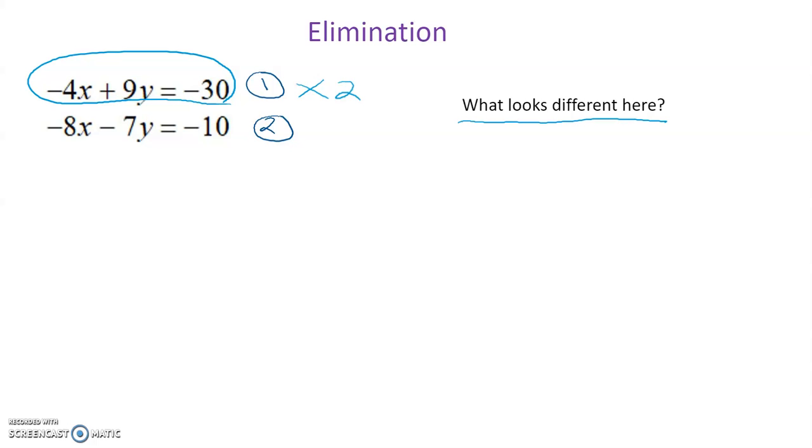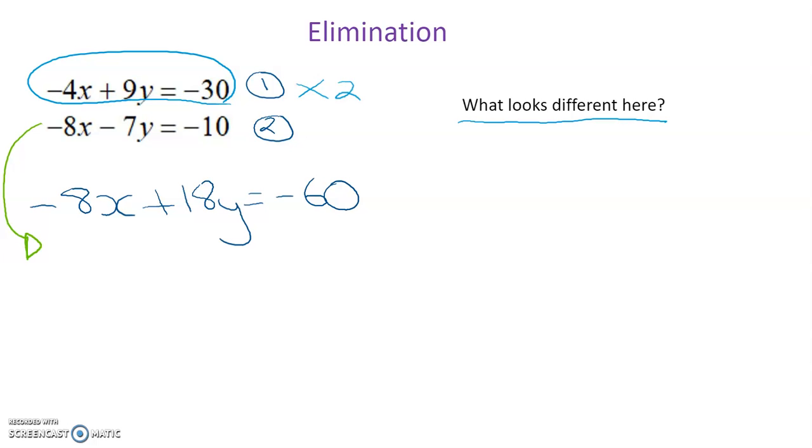And I'm going to rewrite it. -4 times 2 is -8x. 9y times 2 is 18y. -30 times 2 is -60. Now I'm still going to rewrite equation 2 because I need to have them together so that I can perform a subtraction or addition. There we go, there's our two equations.